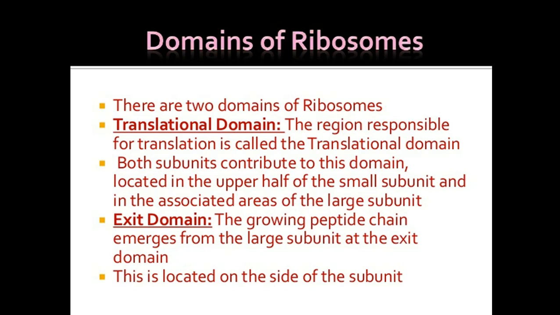A ribosome is basically made up of two subunits. They contribute to this domain, located in the upper half of the small subunit and in associated areas of the large subunit. This is where the translation takes place. Whereas the other one is the exit domain.